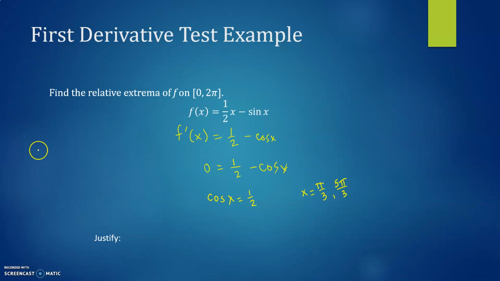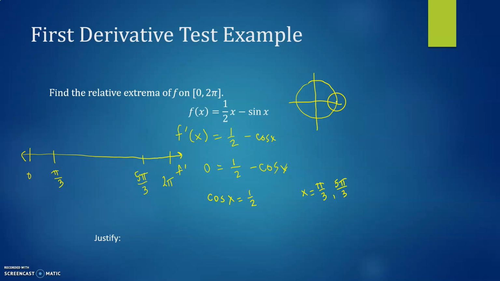Then we're going to look at our first derivative number line. We're going to start at 0 and end at 2 pi because this has endpoints. And then we'll look at pi over 3 and 5 pi over 3. And then I'm going to do a little sketch of the unit circle so that I can think about signs here. 1/2 minus cosine. Cosine is larger than 1/2, because remember cosine is the x-coordinate. It's larger than 1/2 up until we get to pi over 3. So 1/2 minus cosine would be negative. And then cosine is smaller than 1/2 until we get back over here to 5 pi over 3. So this part would be positive because we're subtracting less than 1/2. And then on the end, we'd again be negative because cosine would be larger than 1/2.